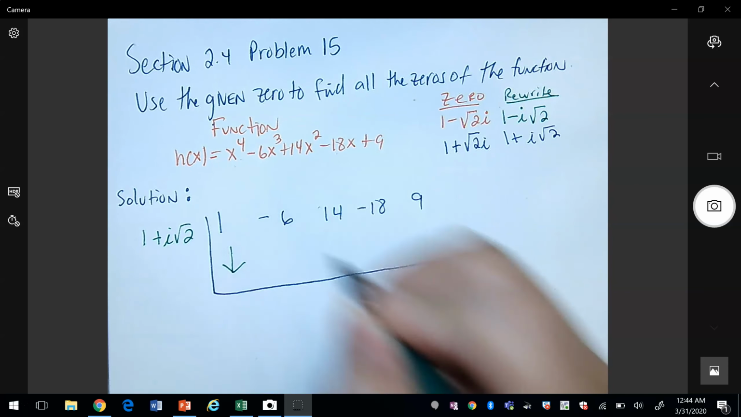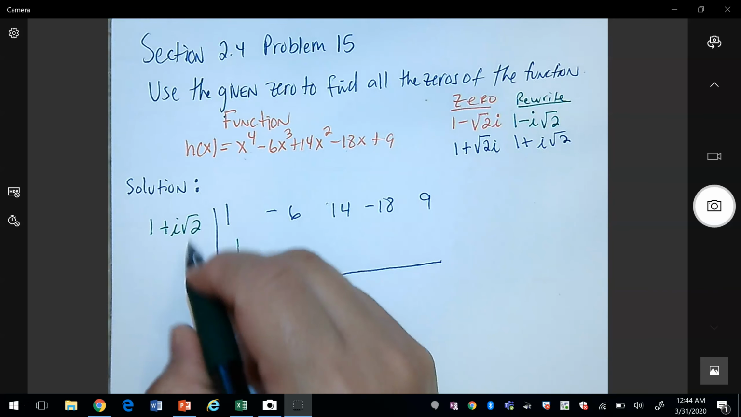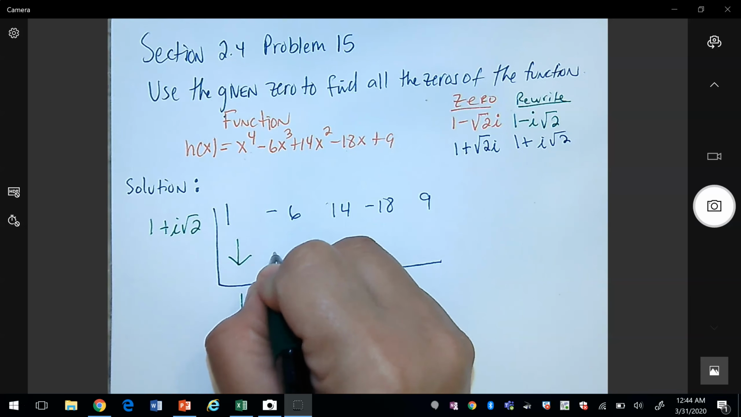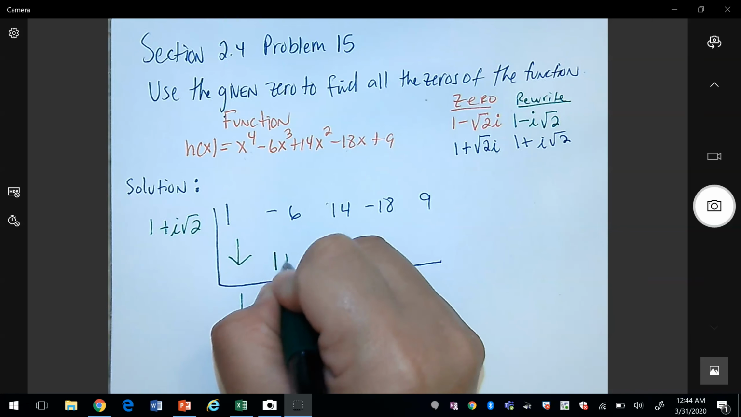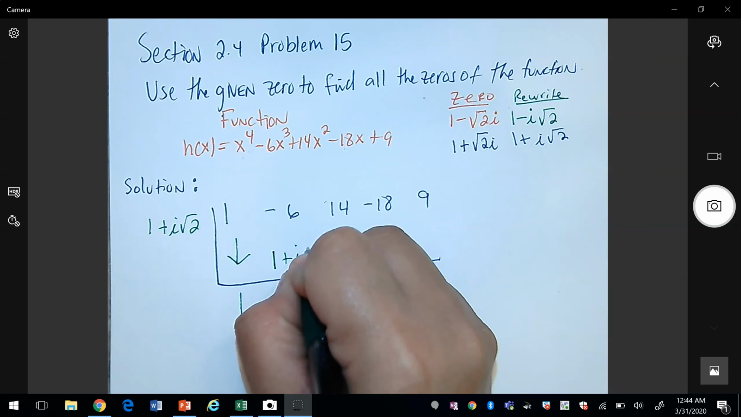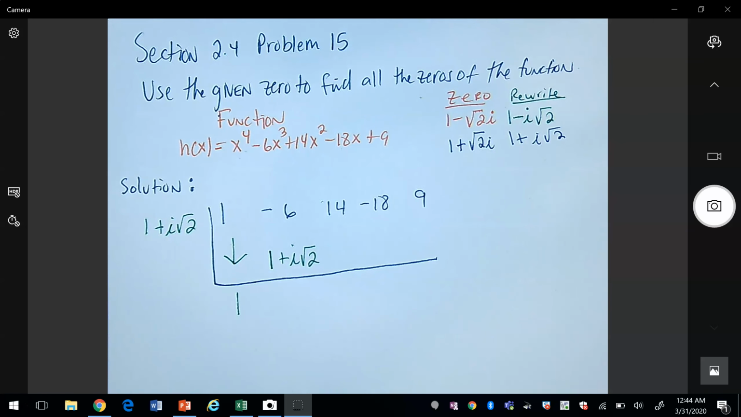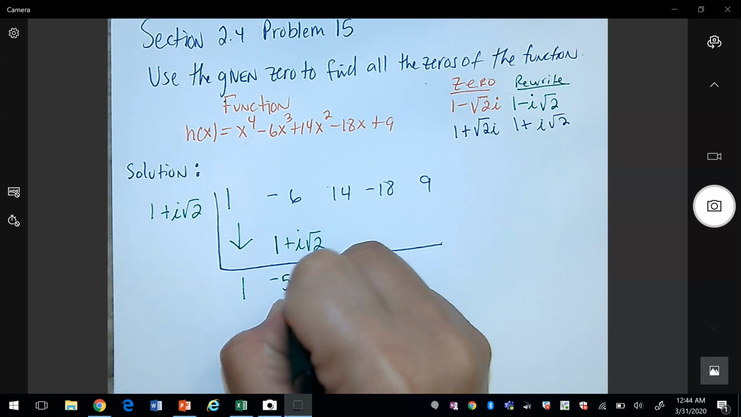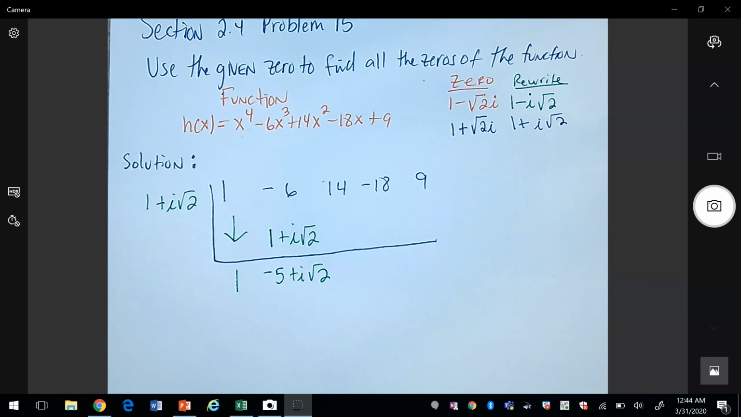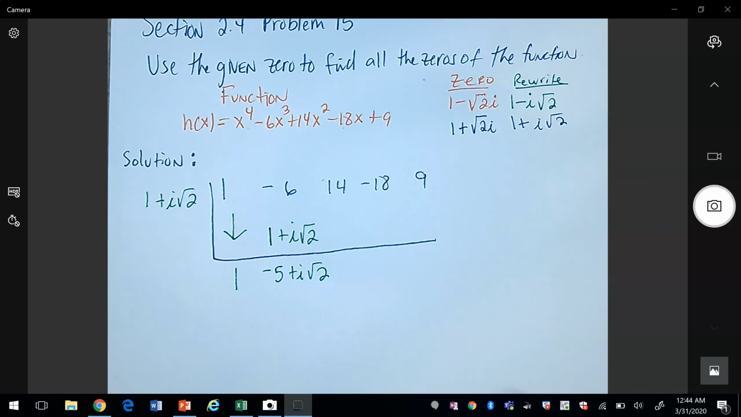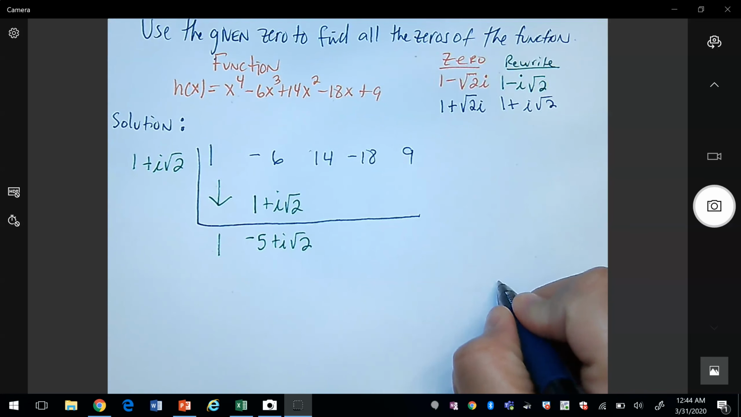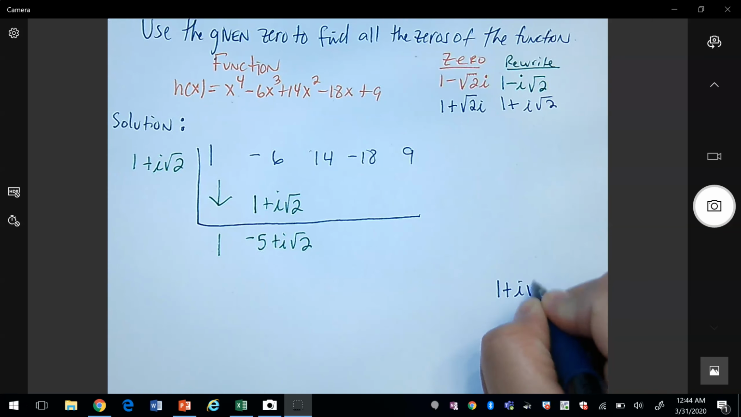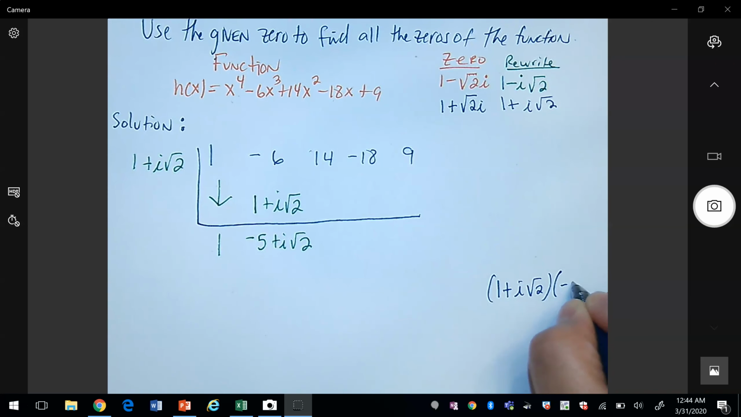So we bring down the 1 and multiply. 1 times 1 is 1. And 1 times i square root of 2 is i square root of 2. If we add, then we get negative 6 plus 1 is negative 5 plus i square root of 2. And so our next step is to multiply. I'm going to go ahead and multiply on the side over here. We have 1 plus i square root of 2 times negative 5 plus i square root of 2.